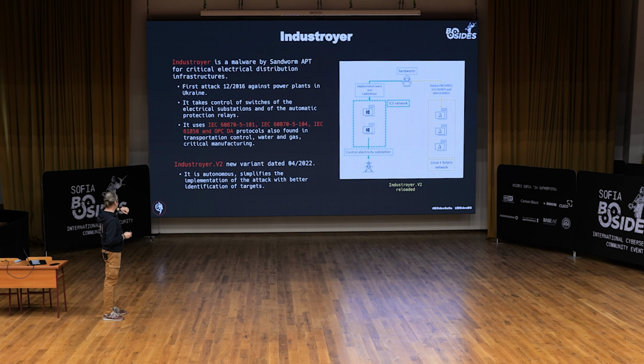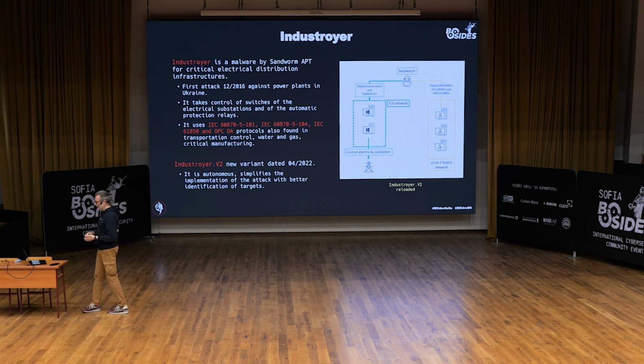After the first version, we have Industroyer V2, the reloaded version. In April 2022, a new version was discovered, a steroid version of Industroyer that is able, with more efficient capability, to identify the right target and the right protocol, and in fact to distribute the malware over the network with a very impressive impact.